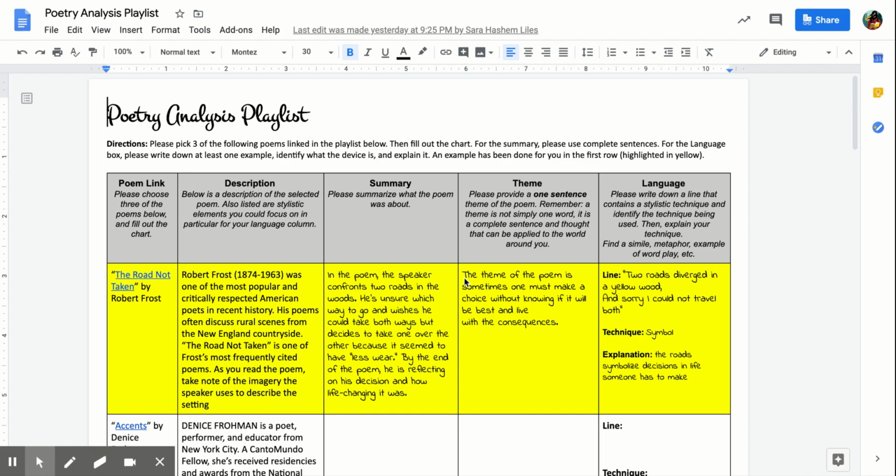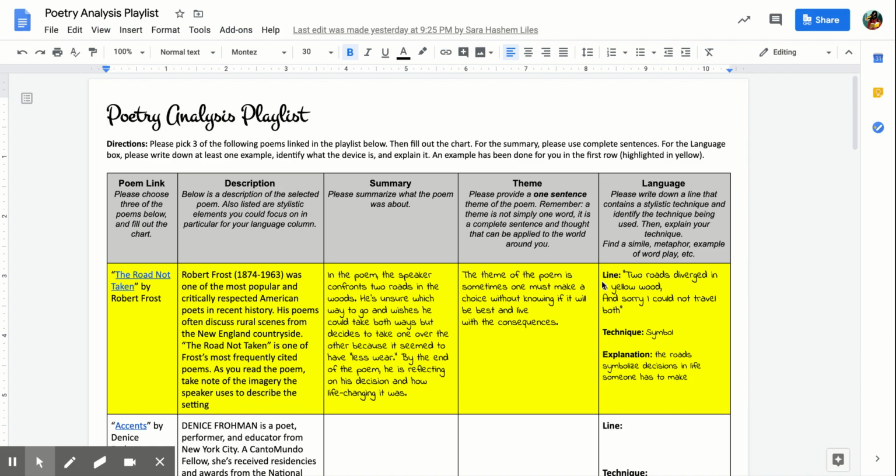Pay attention to how this theme connects to the summary, but adds analysis. Because the poem talks about different paths, the theme digs deeper to show that choosing a path in life isn't always easy, and it can be hard to know if it was the best decision. But the important thing is to accept what happens and keep moving forward. Finally, we get to the last column.